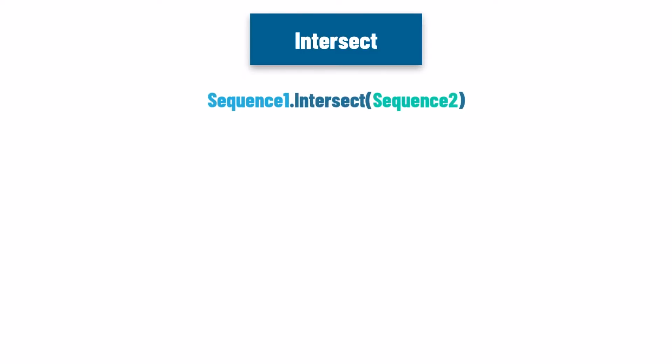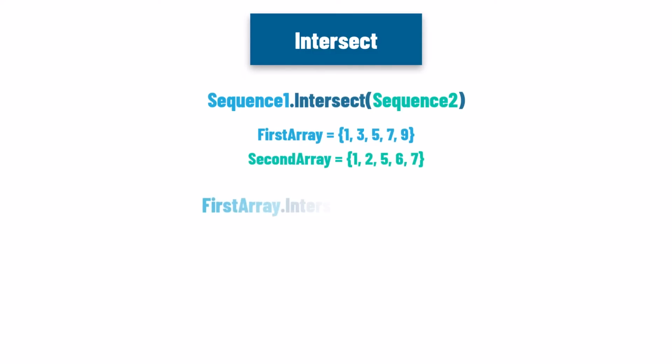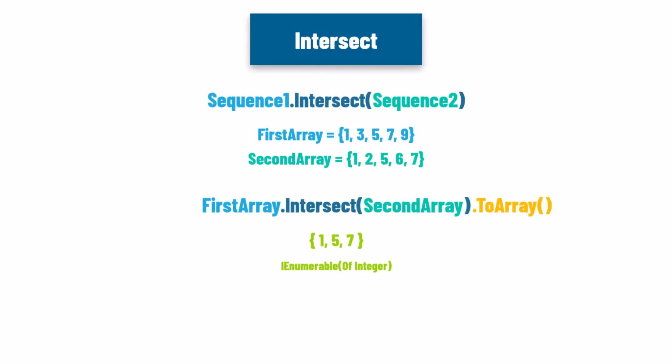Let's begin with Intersect. This method offers two overloads. The first overload is straightforward. It works with both sequences directly, without any need for expressions or a comparer. Let's see this in action with an example. We have the following two integer arrays. To find the common elements between these arrays, we use this query. The result is a collection, more precisely, an IEnumerable of integer, which we can convert to an array using the ToArray method. This gives us the numbers present in both arrays.